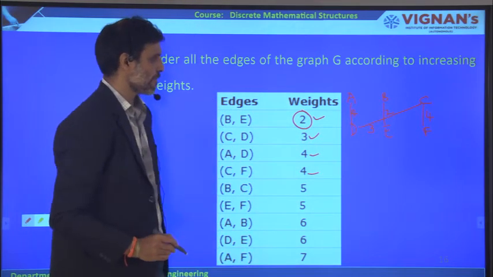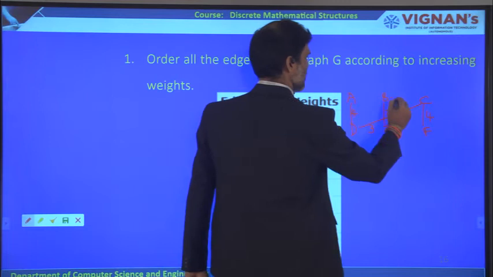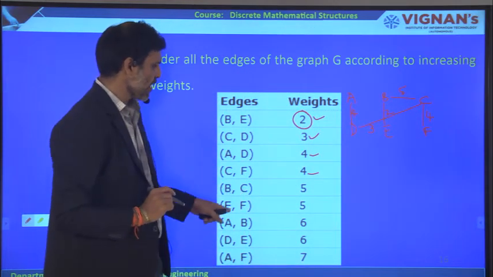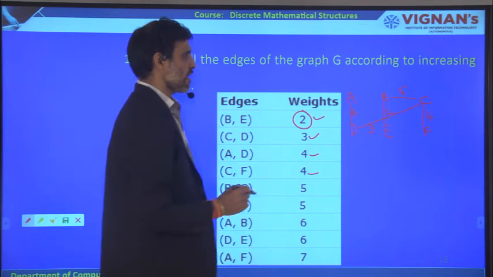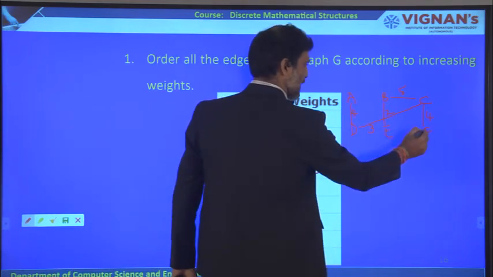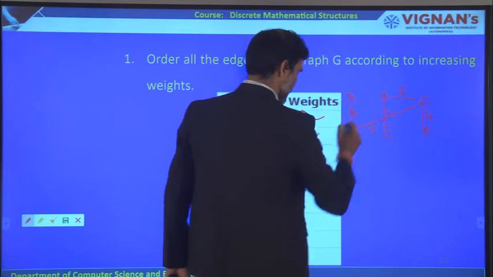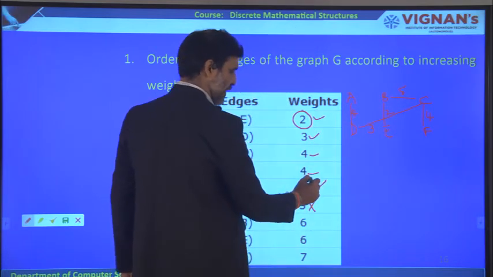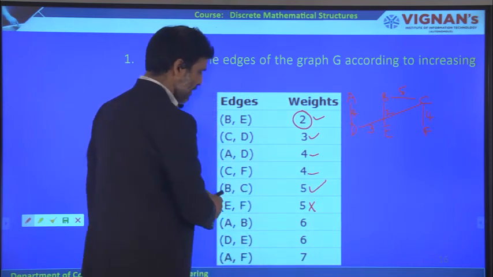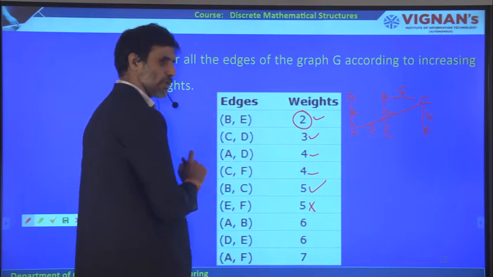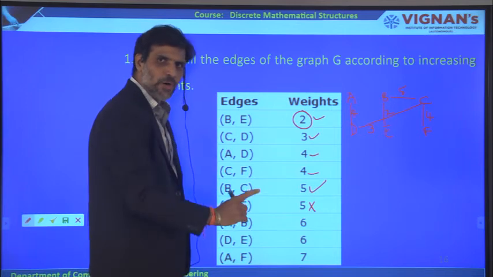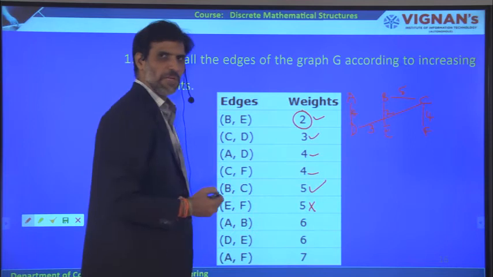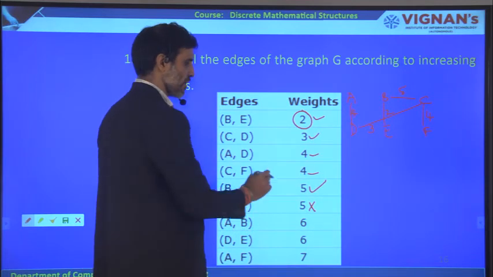Next, what is BC? Let us take BC. What is the BC here? It is equal to 5. You can take BC or you can take EF. If you take EF now, what will happen here? It forms a cycle like that. So we cannot take this. Otherwise, if you take this, you cannot take BC. Any one of them you can take, EF or BC. Why? Because if you take both, what will happen? It forms a cycle here. That is not the condition for minimum spanning tree. Therefore, we cannot take EF.